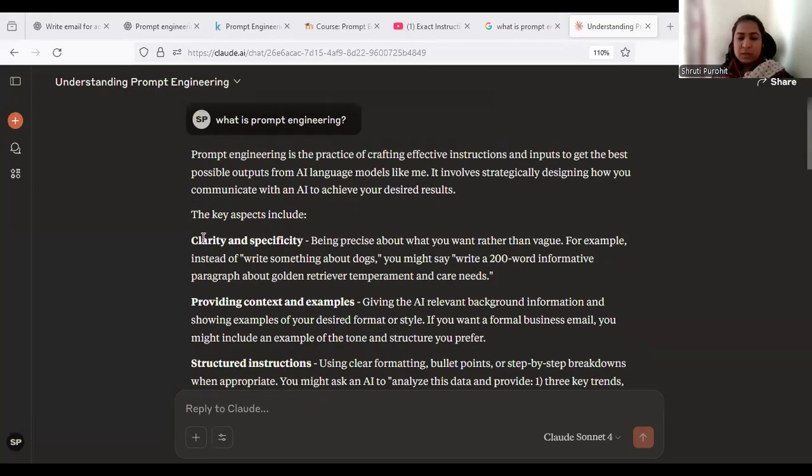Okay, let's say it again. Same thing, it's mentioned clarity and specificity. So being precise about what you want rather than making vague statements. For example, instead of "write something about dogs," you just have to mention "write a 200 word informative paragraph about golden retrievers, their temperament and care needs."